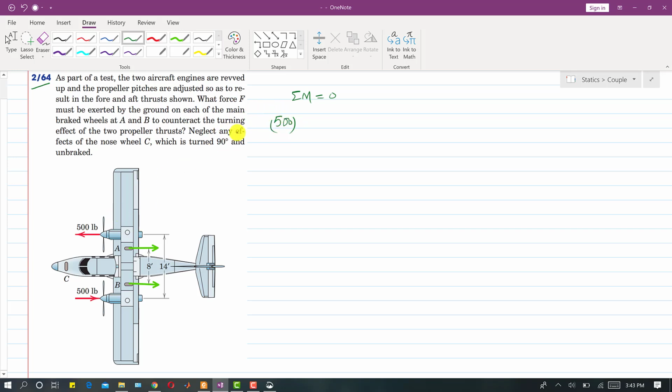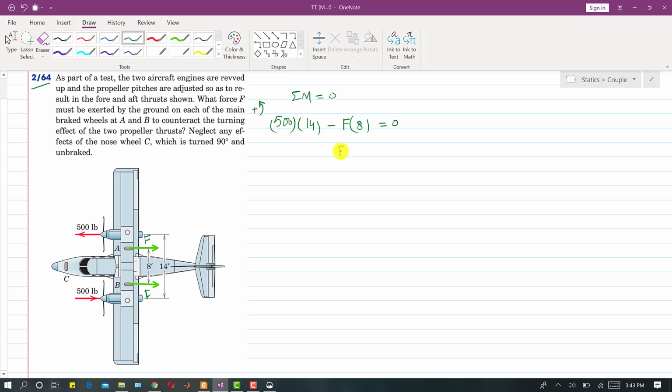Let's suppose that the counterclockwise moment is positive. So it will be 500 multiplied by the perpendicular distance. The perpendicular distance for the 500 pound force is 14 feet, right? So I will write 14, and then I will subtract, as this one is in the clockwise direction, so we need to find that force. These green ones are the forces to be determined, and the perpendicular distance between these two forces is 8 feet, right? So we will equate it to 0.